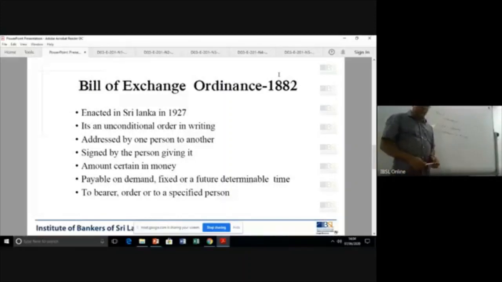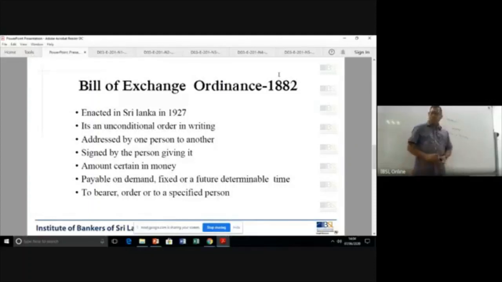Addressed by one person to another, signed by the person who is giving it. Amount certain in money, certain in money. Right? Students, you may have seen checks drawn, say, 100,150 and 27, with the suffix, the word only. If you don't have the word only, you don't have to return the check. But only came as a customary thing to make it certain.